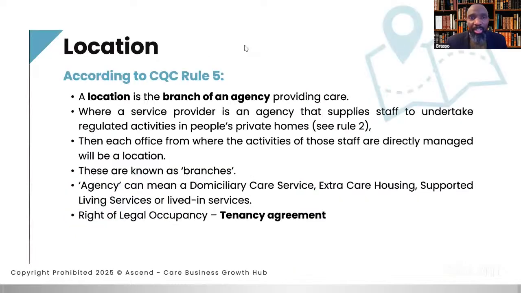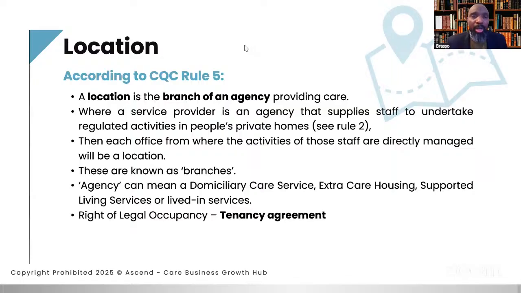So where do we start? At this stage, I assume you will have thought about the business that you want to register with CQC, and the specific regulated activities that you want to register. In terms of the application, it all starts at the location. Very, very key. Depending on what you are applying for, I've just focused on domiciliary care, extra care housing, supported living services, or live-in services, because that's another gray area that is good practice for us to be aware of.